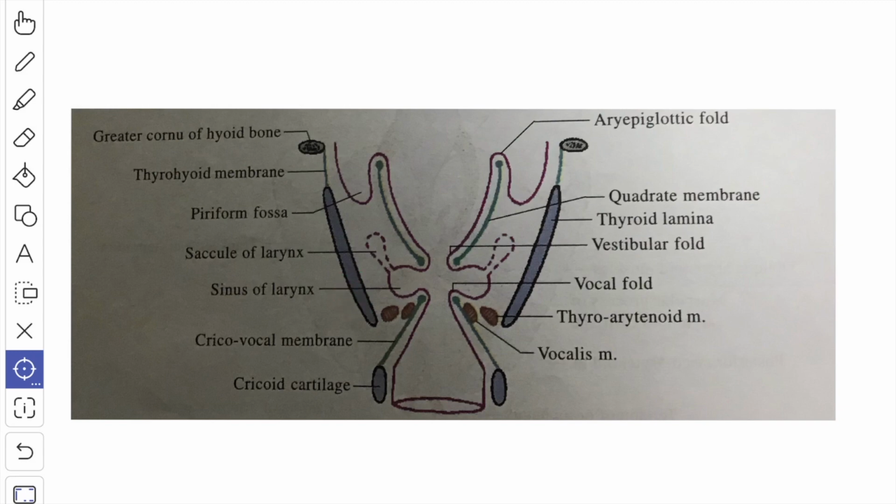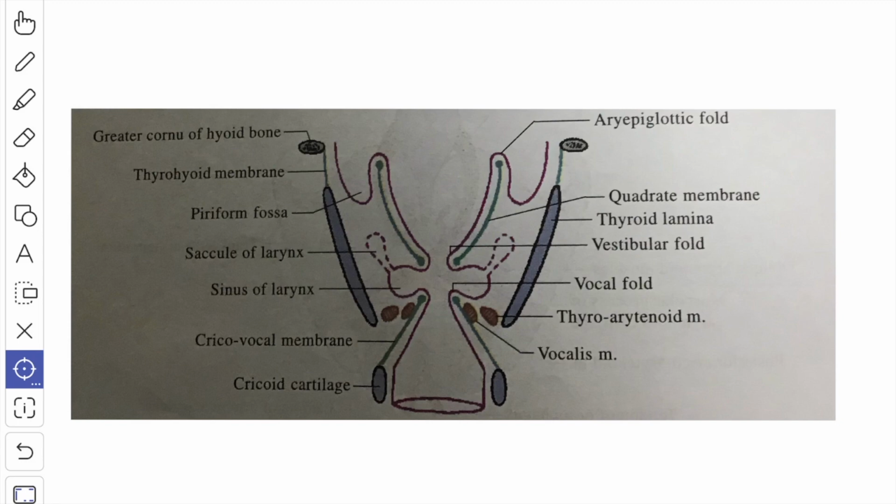The absence of the quadrate membrane and the cricovocal membrane in this region permits the mucous lining of the sinus to bulge outwards. A mucous diverticulum, which is known as the saccule of the larynx, opens on each side into the anterior part of the sinus of the larynx. The saccule extends upward blindly, and it is provided with mucous glands which lubricate the Rima Glottidis.